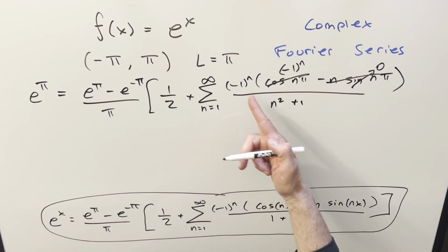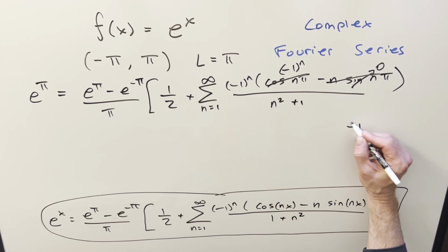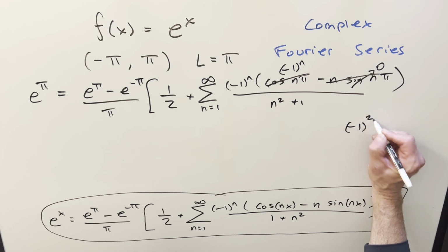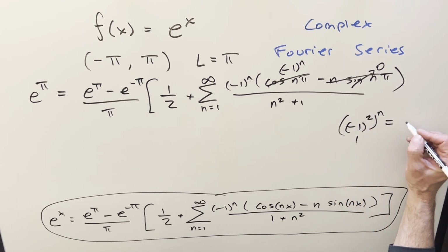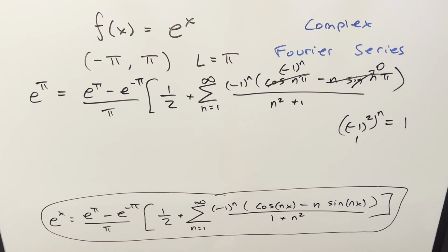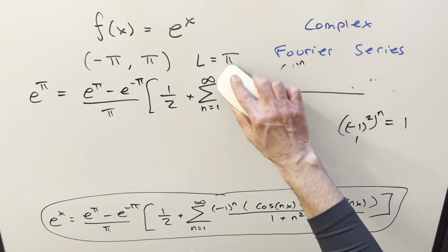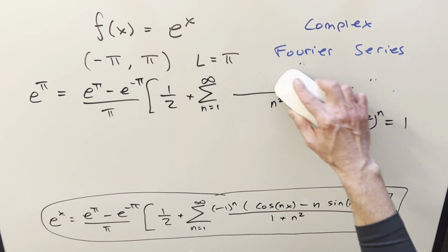But when you multiply minus 1 to the n times minus 1 to the n, you're going to have minus 1 to the 2n, or minus 1 squared to the n, however you want to do it, but that's just going to be 1 to the n, or just 1. So it turns out the whole numerator just becomes a 1. I can get rid of all this.